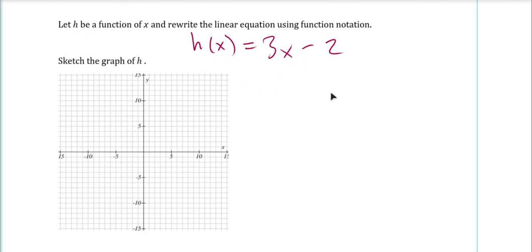And that gives us h(x) is equal to 3x minus 2. What does the graph look like? Well, it's going to have a y-intercept at -2, and a slope of 3, meaning we go over 1 and up 3, over 1, up 3, over 1, up 3, and so on. So this is my line.